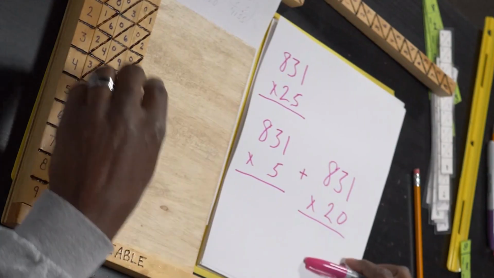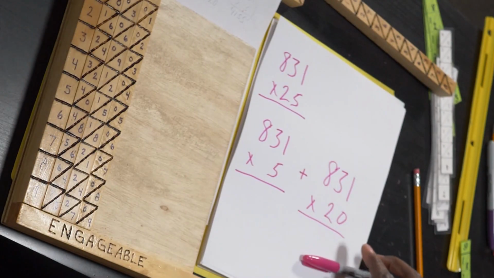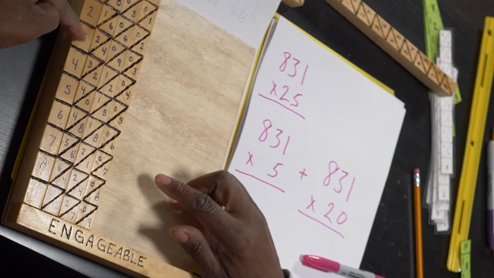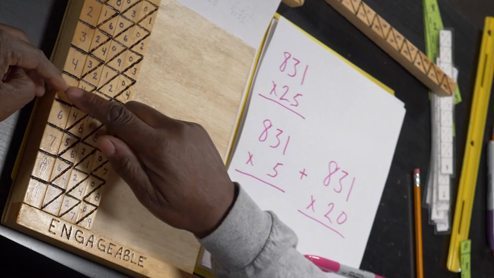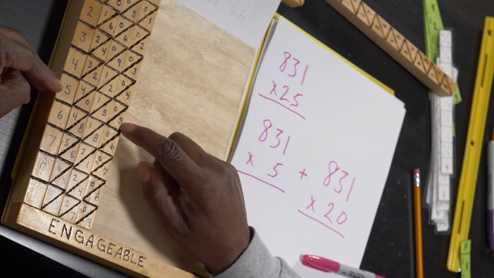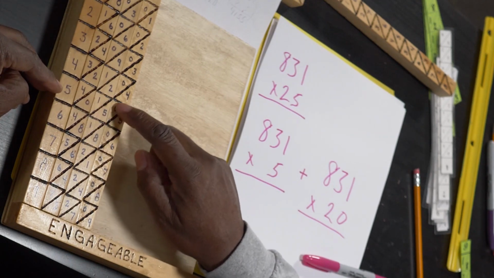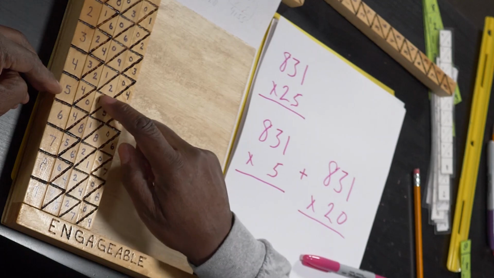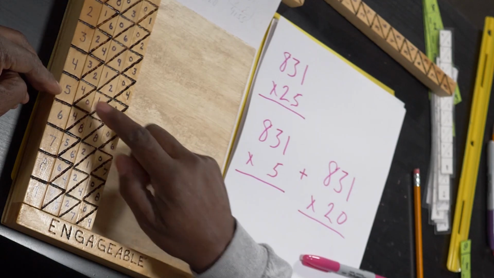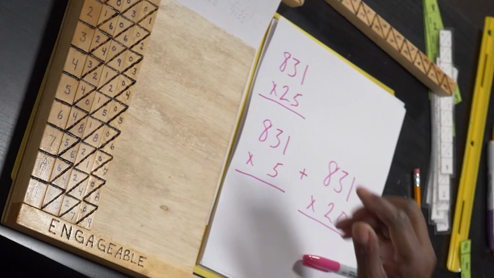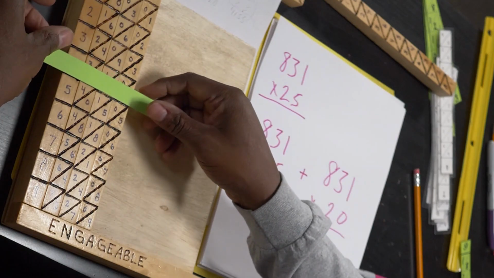Okay, so 831, I go down to the 5th row, 1, 2, 3, 4, 5. And as I see the 5th row, I see a 5 in this diagonal, I see a 0 and a 5 in that diagonal, I see a 1 in that diagonal, and I see a 4 there. So I'm just going to kind of isolate those for a second so you can see that.